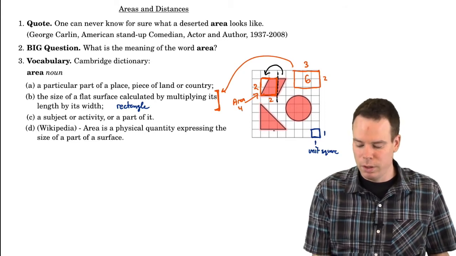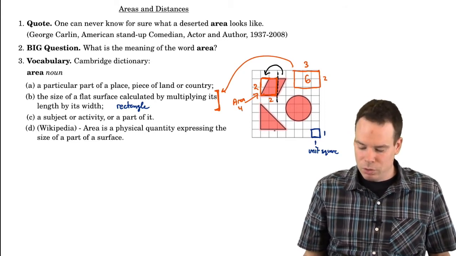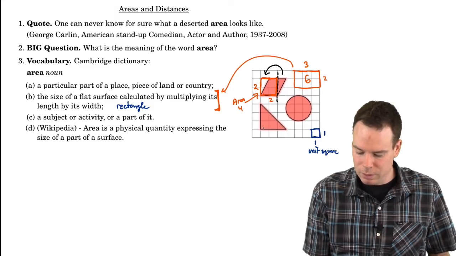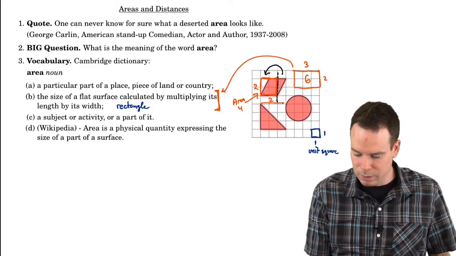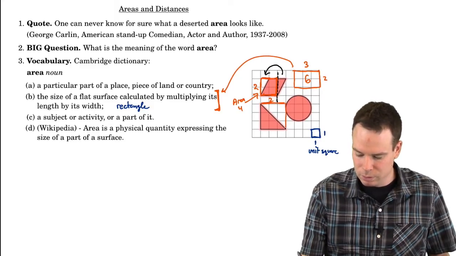What about a triangle? What's the area of a triangle? Well, we can imagine that the triangle is sitting inside a larger rectangle. In this case, it just happens to be a square.